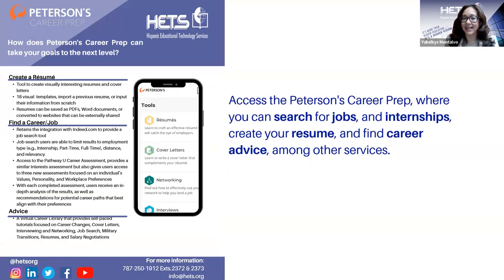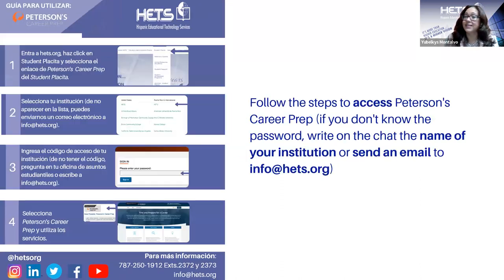Besides this Peterson test prep, we also have the Peterson career prep, which is more focused on searching for jobs, internships, creating your resume, and finding career advice, among other services. It's the same: you just go to HEDS, click on the Peterson Career Prep, and look for the name of your institution. If you don't have the code, send us an email. If you don't see the name of your institution, you can also send us an email and we can figure out how to give you access. That means your institution is not a member of HEDS yet, and you can also help us see how we can make this a possibility.